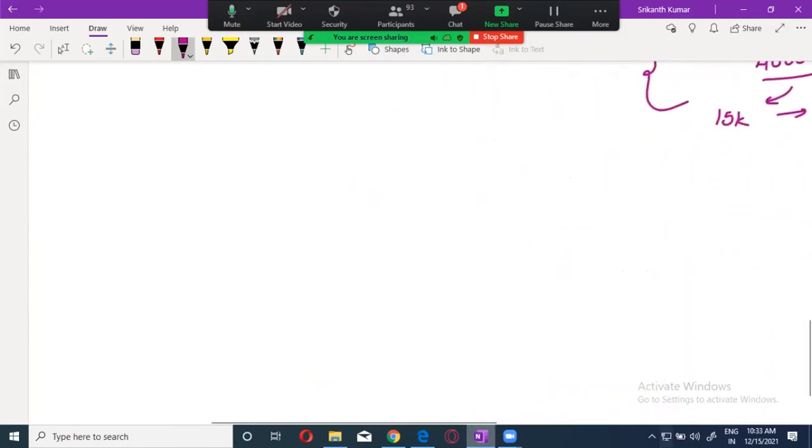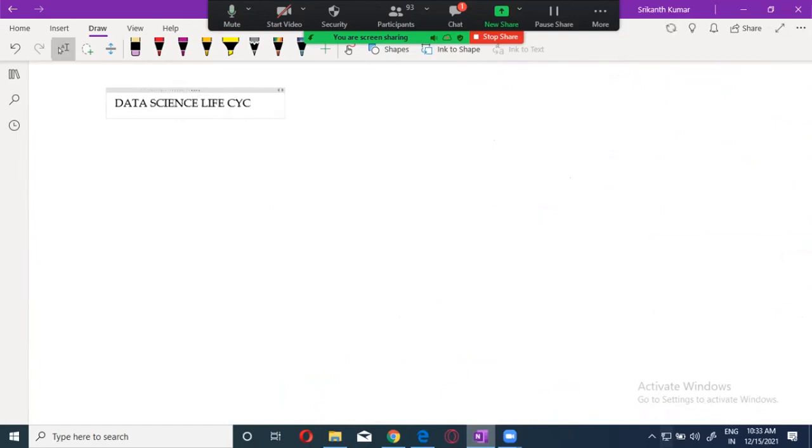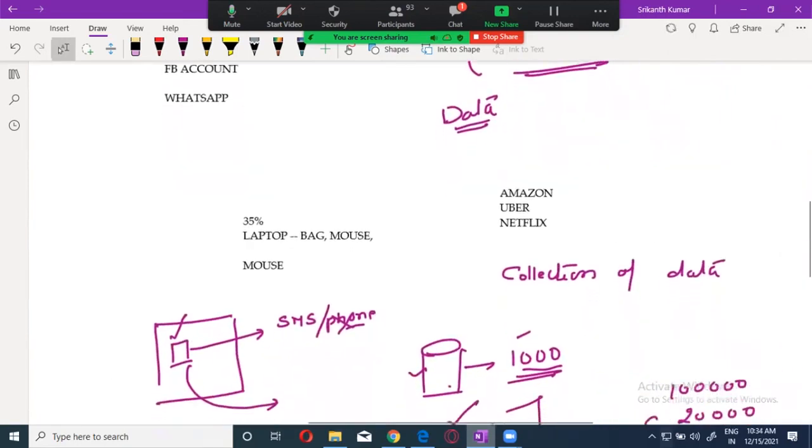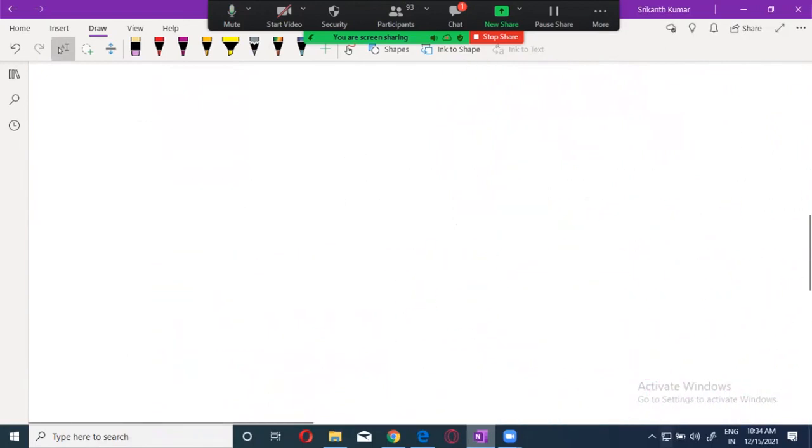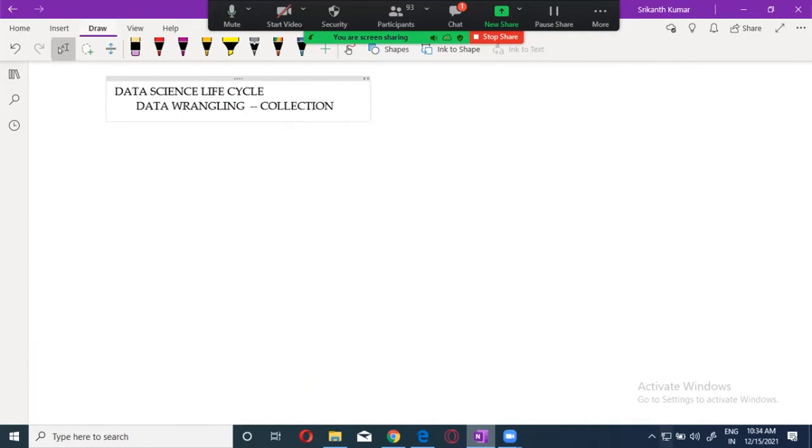Now I will explain it once again. See this, the data science life cycle. First and foremost step, again, the big terms will be there. They're scary terms. Data wrangling. What is this data wrangling? What you have done over here, what did your application do over here? First, it collected the data. That is called data wrangling over here. That is nothing but collection of data is called data wrangling.